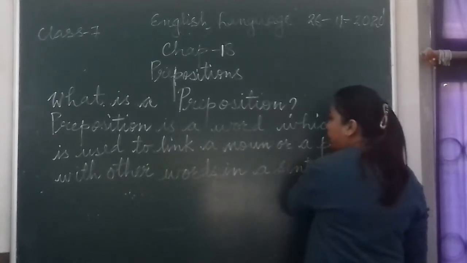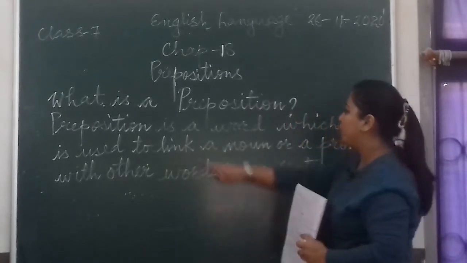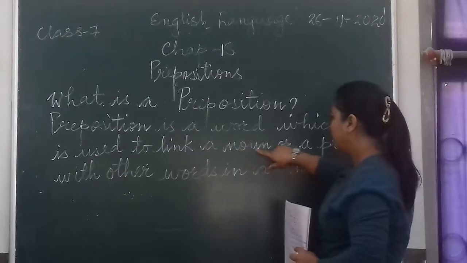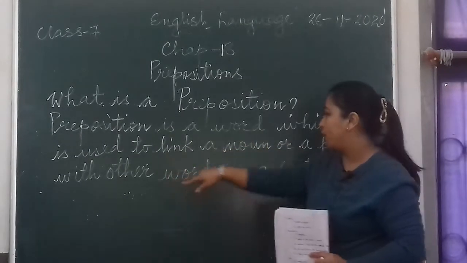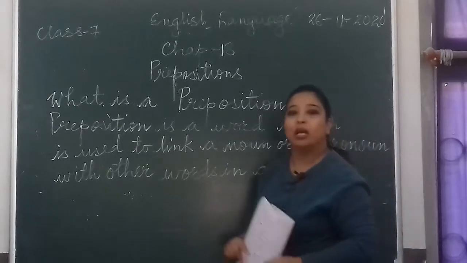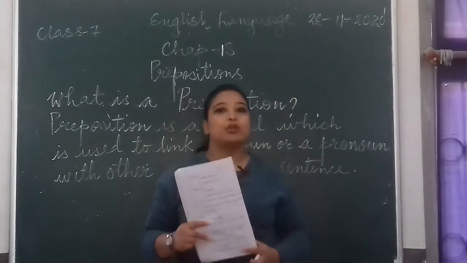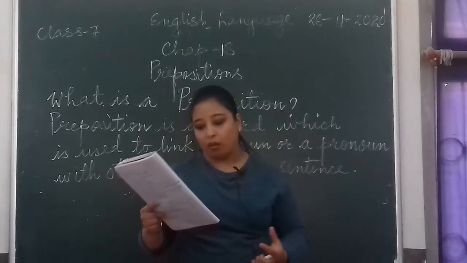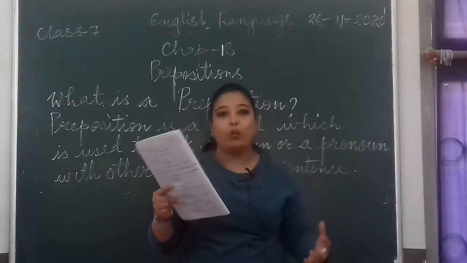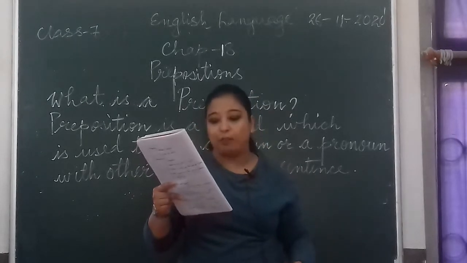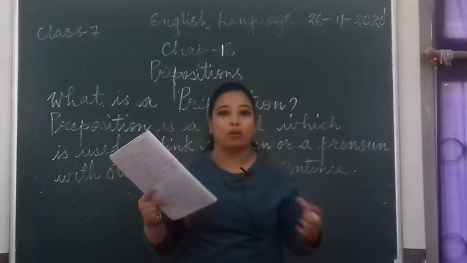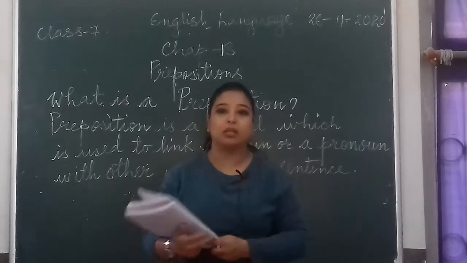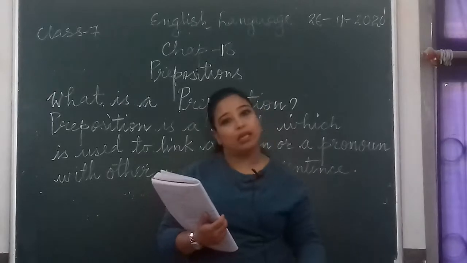Okay, so children, look at the definition. What is a preposition? A preposition is a word which is used to link a noun or a pronoun with other words in a sentence. In simple words, you can say a preposition establishes a relationship of a noun or a pronoun with that of other words. With that of other words means the noun, the verb, the adjectives, etc.